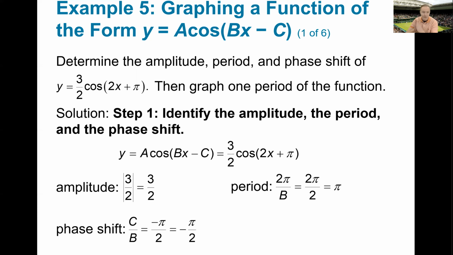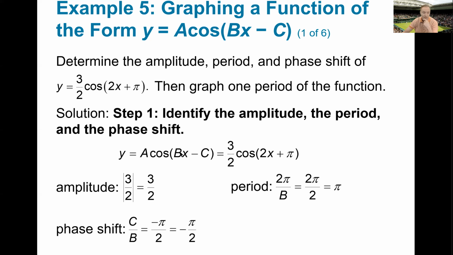Now the goal is, how do I find those important points? This one has a phase shift, and we know it's being shifted to the left. Since it's plus pi, it's being shifted to the left pi units. But then you take all of your x values and divide them by 2. So it's being shifted to the left pi over 2 units. The phase shift there is negative pi over 2. That'll be my starting point.